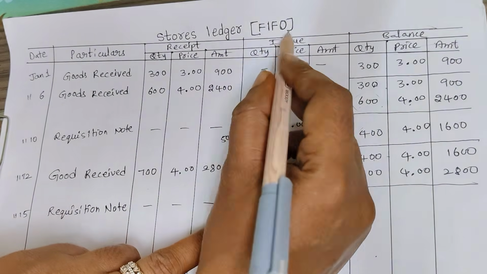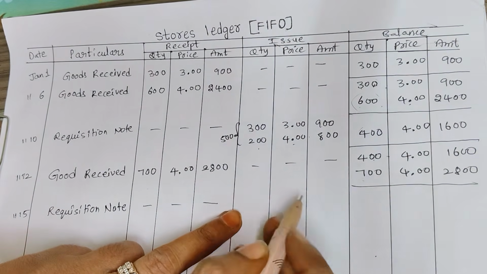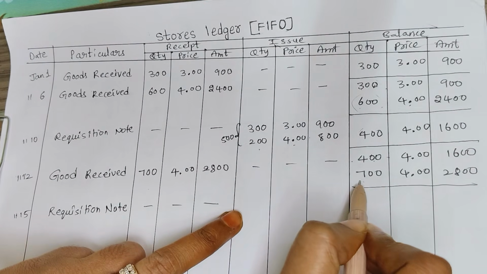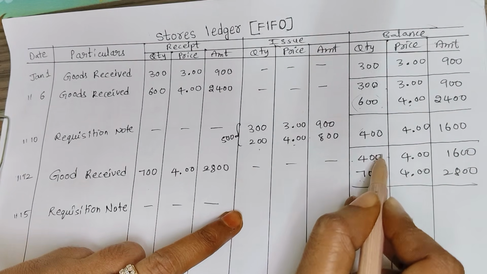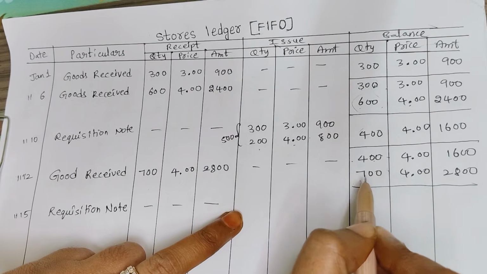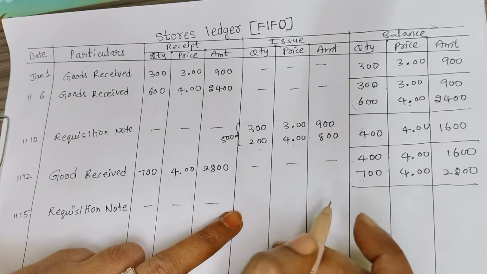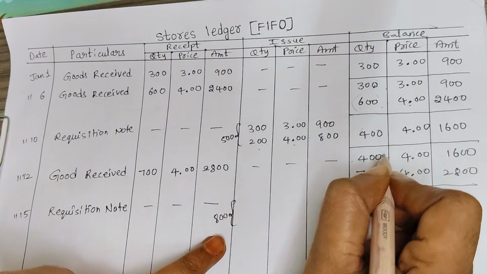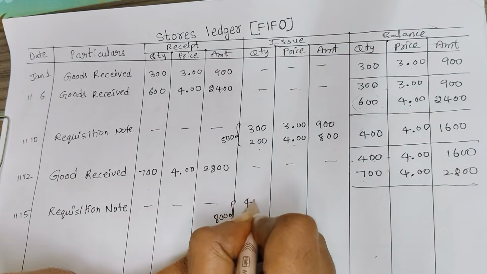So how we have to issue? By using FIFO method, first in, first out. In the last date, what is the first purchase? 400. And second, 700. First we need to issue this 400. If you have any requirement for the issue, then go for 700. So how much we need to issue? 800. Total 800 units we need to issue. So we are taking this 400 because first in first out.